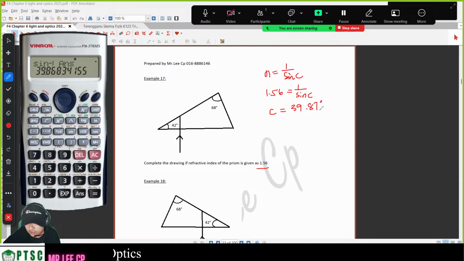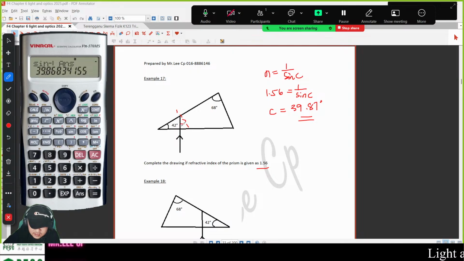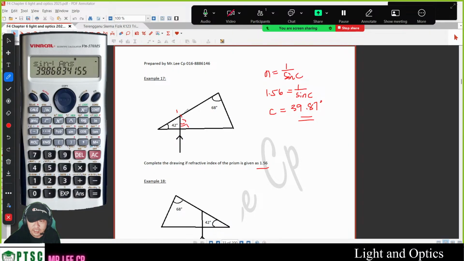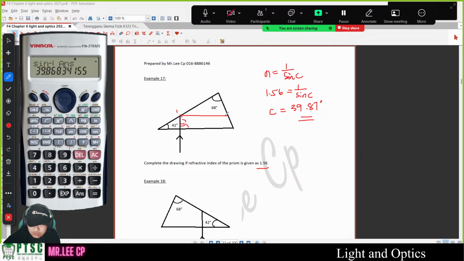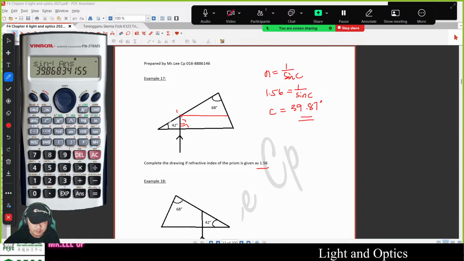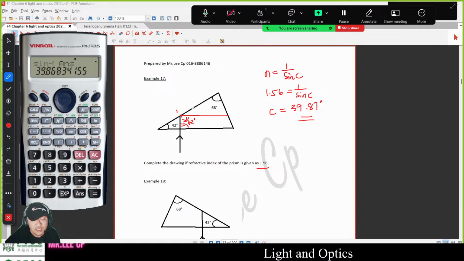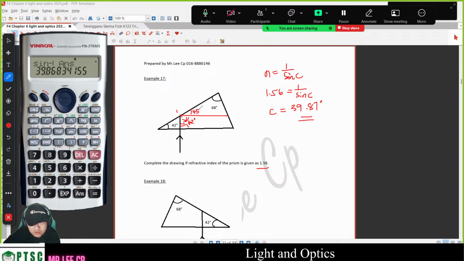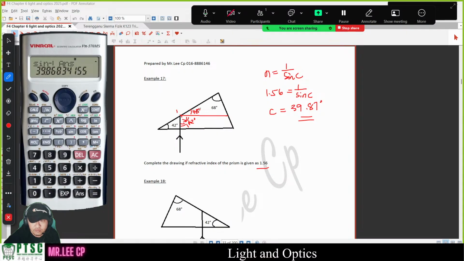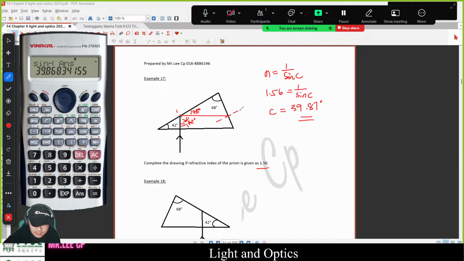Okay, so you see this angle is 42. Follow this angle. Right? So now this angle is already more than 39. So what's going to happen? Total internal reflection is going to happen. So what is this angle? This angle is 42. This angle is 42, meaning this one is 48. If this one is 48, I can find this angle.